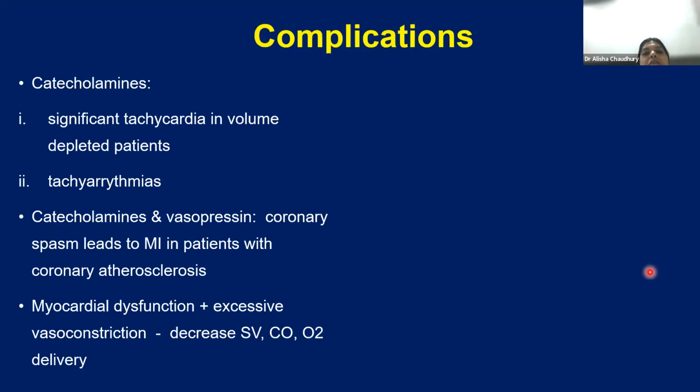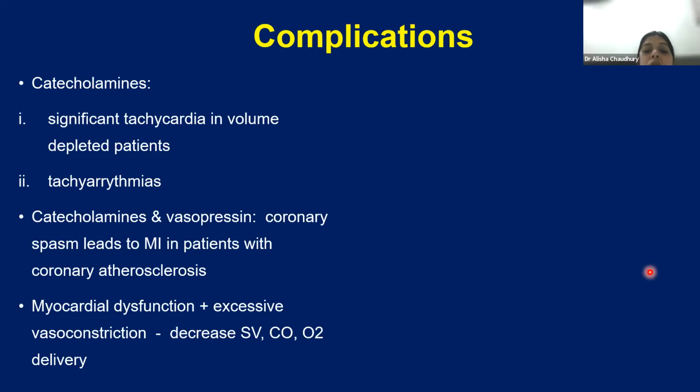Now, what are the complications of giving these vasopressors and inotropes? When you use catecholamines like dopamine, adrenaline, noradrenaline, they can all cause significant tachycardia in volume-depleted patients and can even lead to tachyarrhythmia. That was a very common thing seen with dopamine and sometimes even with adrenaline. That's why dopamine has slowly gone out of the ICU. You hardly see dopamine used in medical ICUs nowadays because of the risk of tachyarrhythmias.